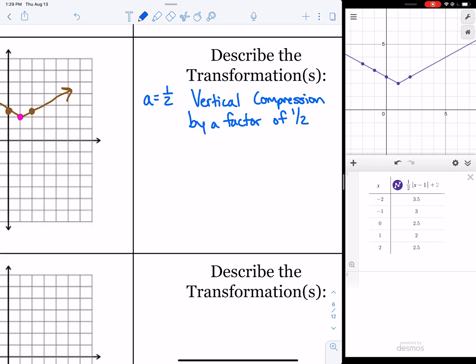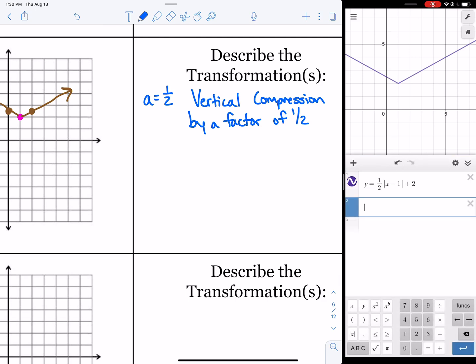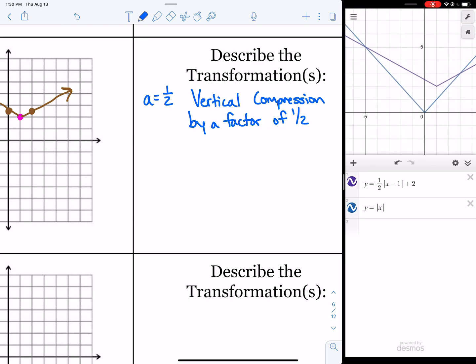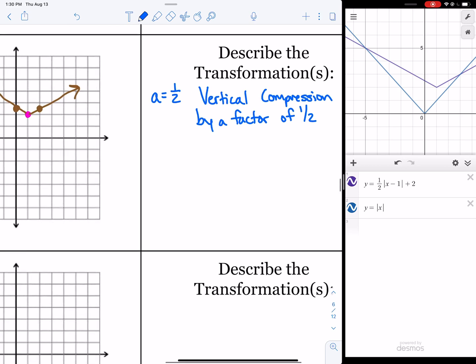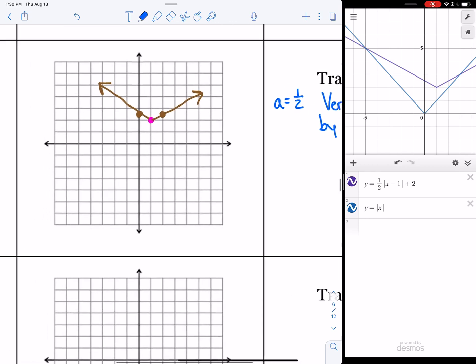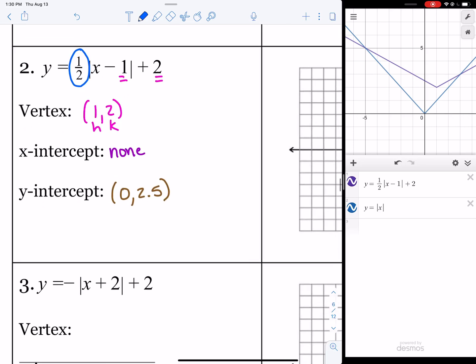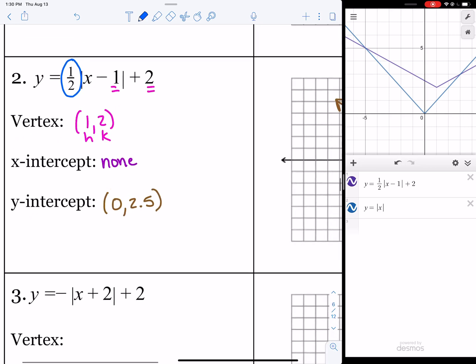So I'm going to show you something. Let me see if I can get this, there we go. So I go back to normal, type in your parent function. Our parent function is the one that has no transformations. So it's just y equals the absolute value of x. And notice from your parent function in blue to the purple function, the purple one looks like it's more compressed or it's wider than the parent function. But that's a good thing to do when you're typing these in, is you can type in your parent function and just compare the two.